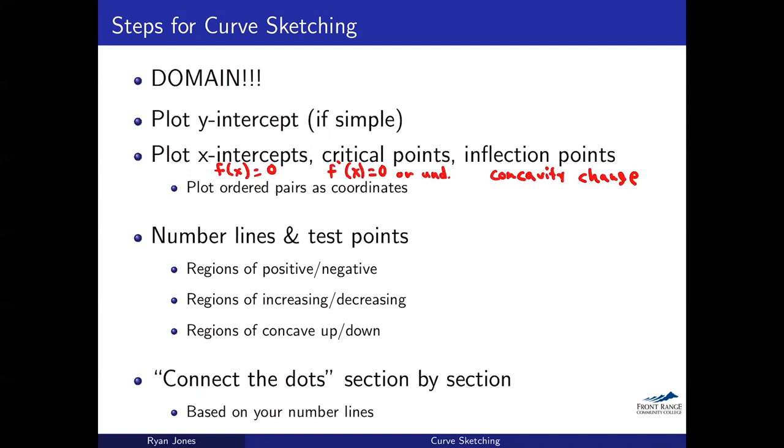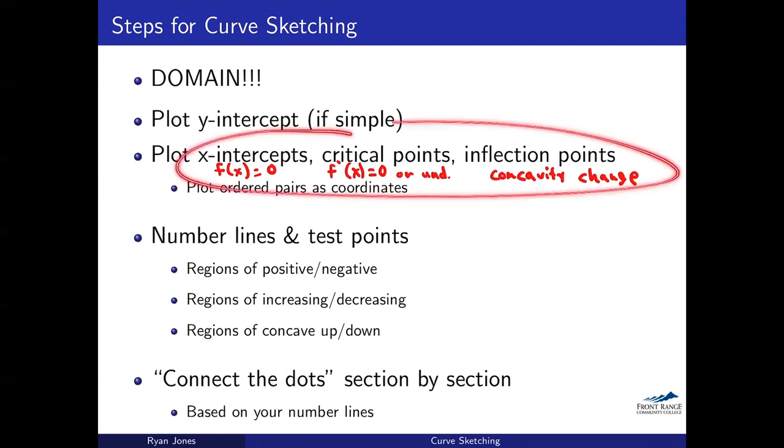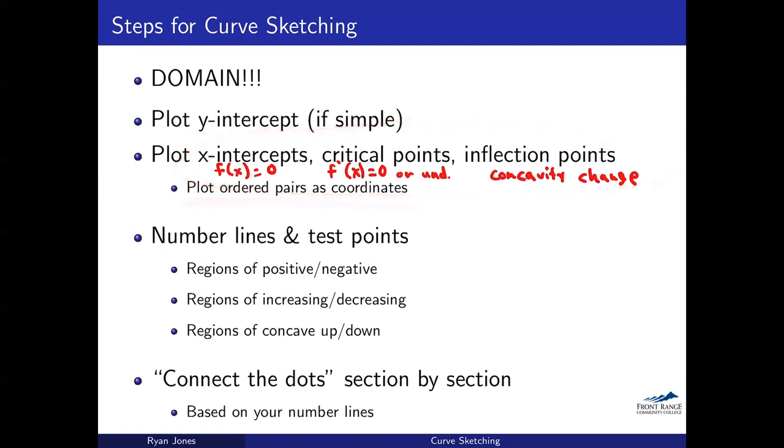You have to solve the function equal to 0, the derivative equal to 0, and the second derivative equal to 0 to even find these points that we're talking about. Then just find their y values once you have the x values. Do your number lines, do your test points, find those regions. That's going to give you the shapes of those graphs.